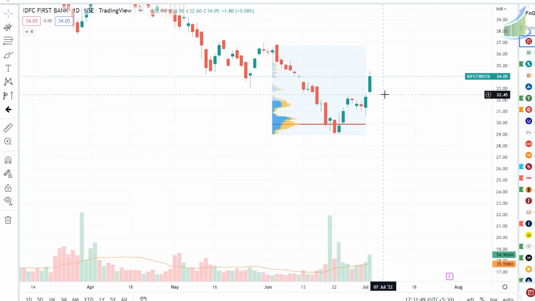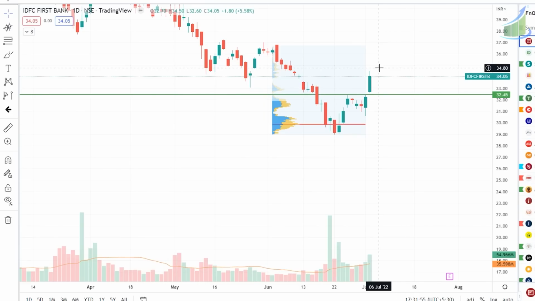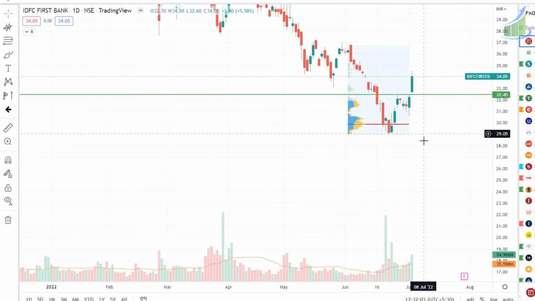And I waited for it to break the range of these inside candles, and today's slight gap up, and after that it just kept on going up. So that is why I have given a buy on IDFC Bank. You can hold it, you can buy such a stock.